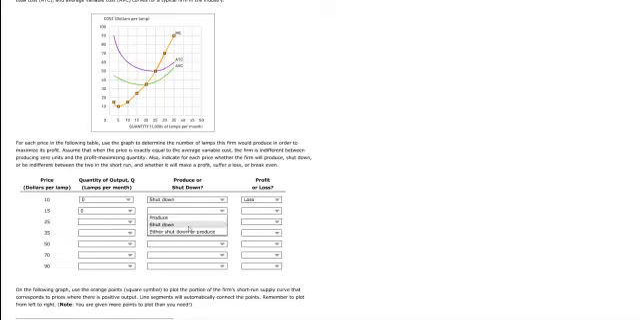You will be at a point of shutdown, and again, you are making a loss because you're not even covering your variable cost. At the price of $25, you're in exactly the same boat. You're not going to produce anything. You're at a point of shutdown, and there's going to be a loss.